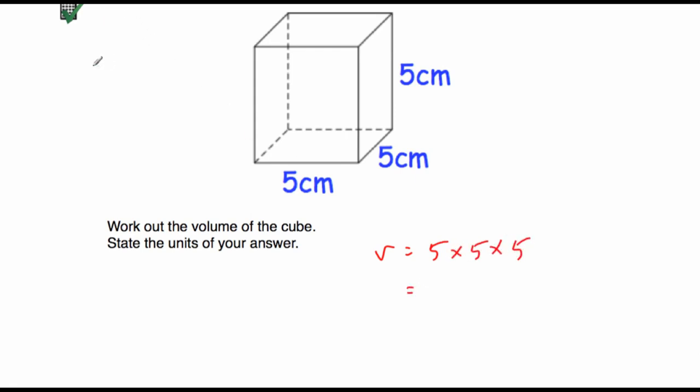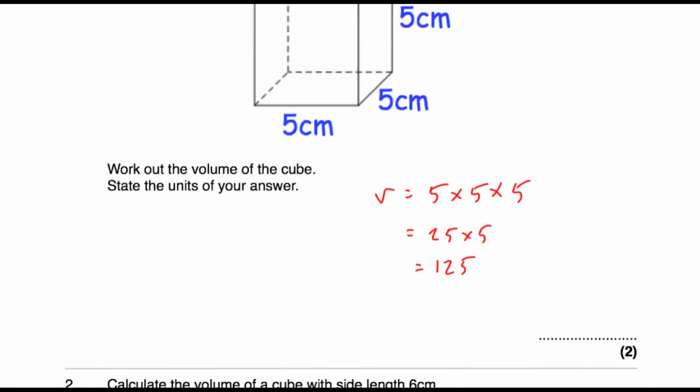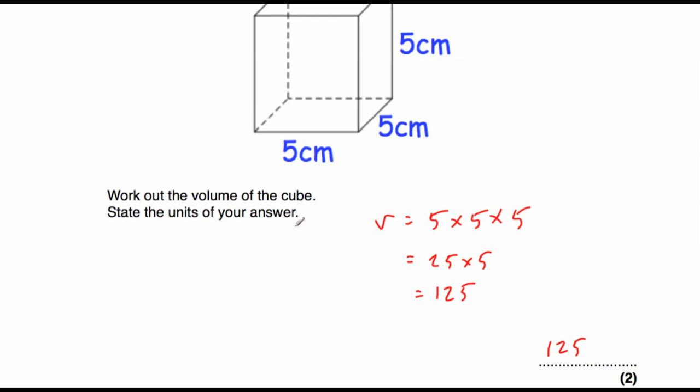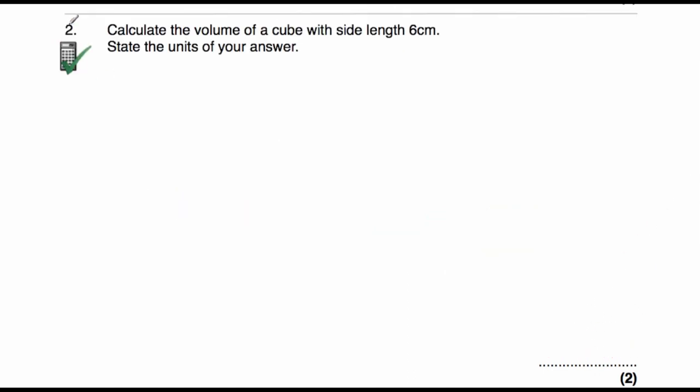Now this is a calculator question, so you could use a calculator and do 5 times 5 times 5 and get 125. Alternatively, let's work it out. 5 times 5 is 25, so we've got 25 multiplied by 5, and then 25 multiplied by 5 would be 125. So our answer is 125, and we've been asked to include units for our answer. Because we're dealing in centimeters here, it's going to be centimeters cubed, or cube centimeters. So our answer is 125 centimeters cubed. Okay, let's have a look at question number two.